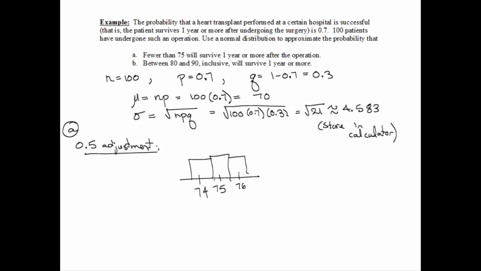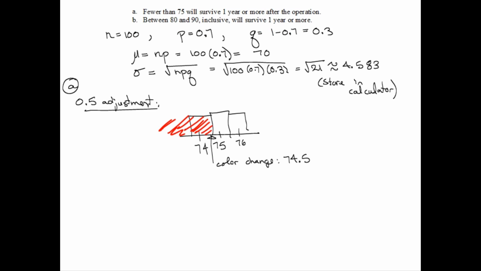Now you need to determine which of these bars will be shaded. We want fewer than 75 to survive for our part. So fewer than 75, that means 74 would be shaded, but not 75. So 74 and everything to the left. Now what we do is we look for the color change. Where's the color change? It's at 74.5. If it said 75 or fewer, we would have also shaded the bar for 75, which would have put our color change in a different location. It's important not to guess on the 0.5 adjustment. Draw yourself a sketch so you can get the color change in the right place.